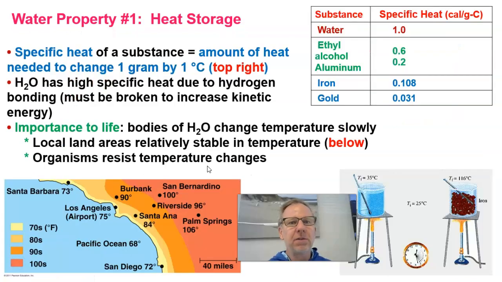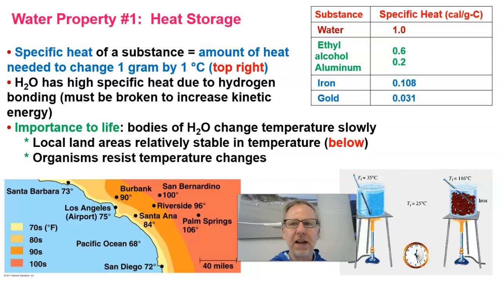So we're still on this property number 1 of heat storage, and here I am discussing specific heat in a little more detail to relate what it is and how it is important to this property of water, of heat storage. So what is specific heat? Specific heat is the amount of heat energy that's needed to change 1 gram of a substance by 1 degree Celsius. So that's a very specific definition in chemistry and physics.